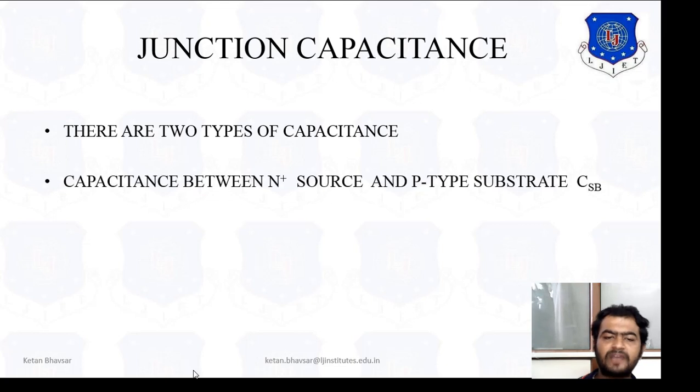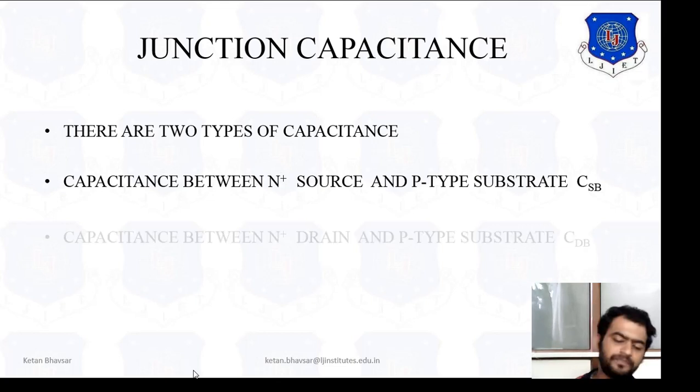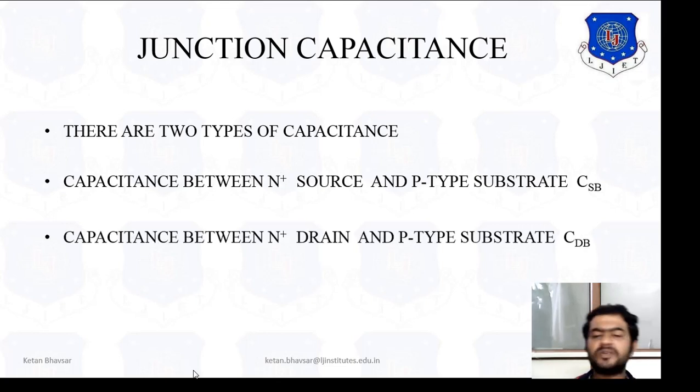There are two types of capacitance. The capacitance between the N plus source and the P type substrate is called CSB, and the capacitance between the N plus drain and the P type substrate is called CDB. So we discuss junction capacitance in two ways, for the source side and substrate, and the drain side and substrate. These two capacitances play a main role when we are talking about the junction side.